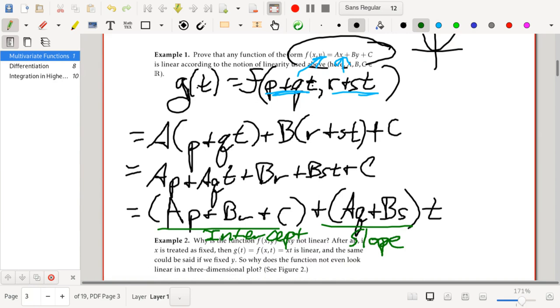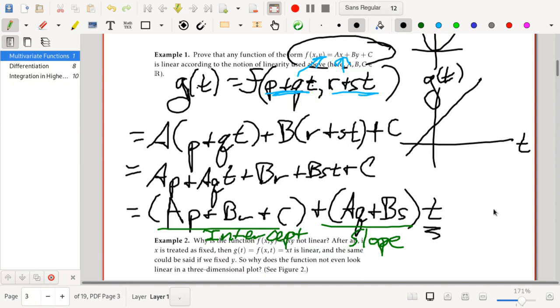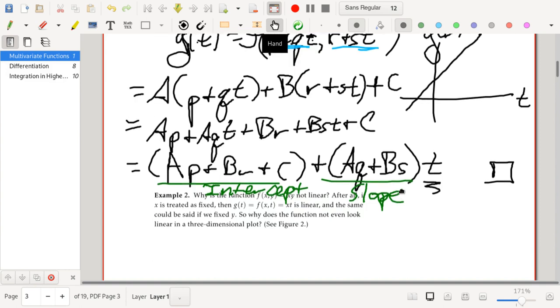So if we were to plot what this looks like, we would have basically the intercept and the slope like so, because we're just multiplying with t here. So we have t and g of t. So this is in fact a linear function. And hence, whenever we look at f along a linear path, it always looks like a linear function. So this will be a linear function.